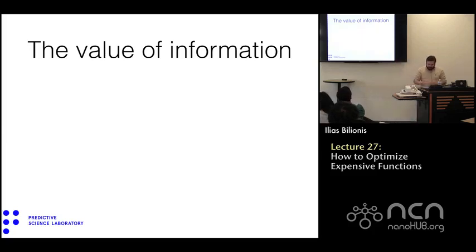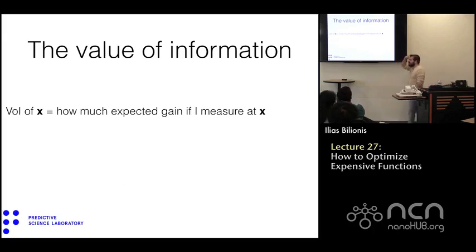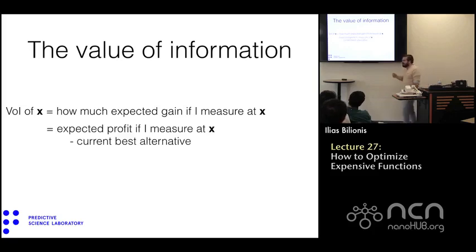All right. So the value of information is a concept from economics. It's very, very easy to understand. The value of information of x, you think of it as the value of doing a hypothetical simulation at x. It's how much you expect to gain if you do a measurement at x. That's the definition of the value of information. So it's how much you expect to get as an income if you do a simulation at x, minus the current best alternative.